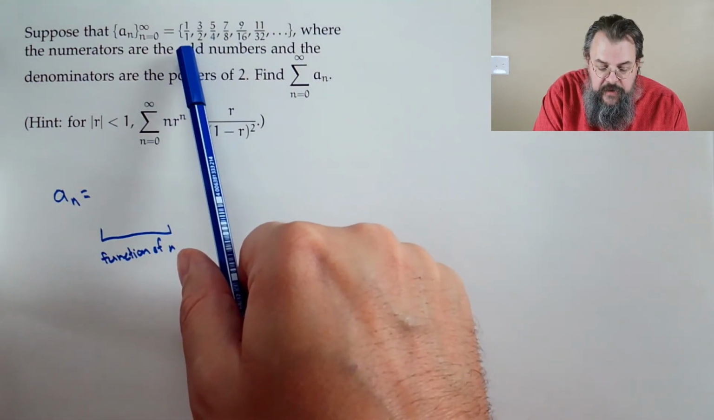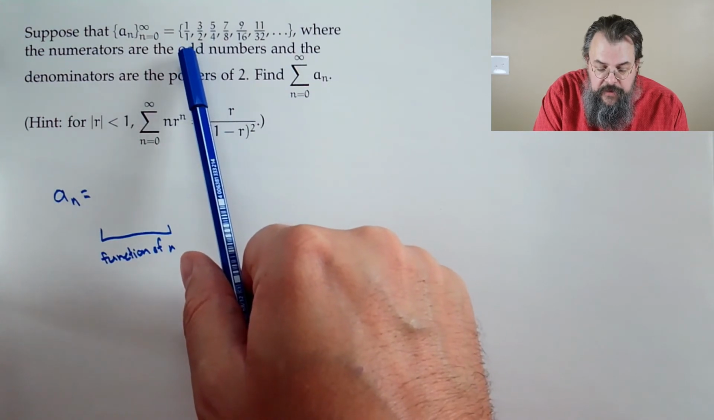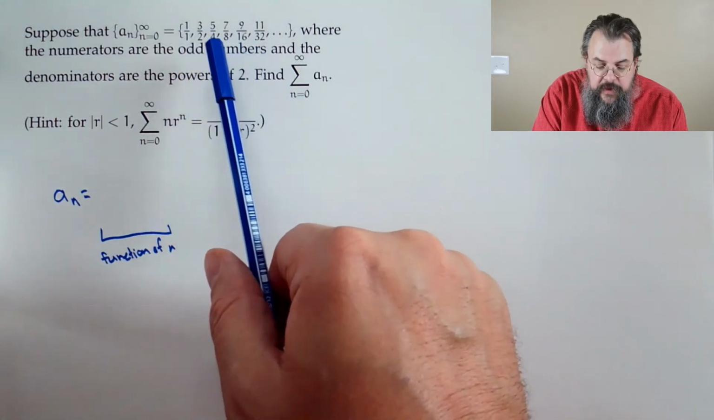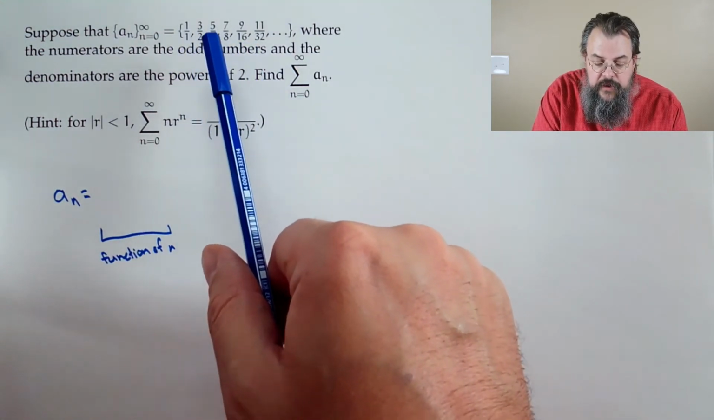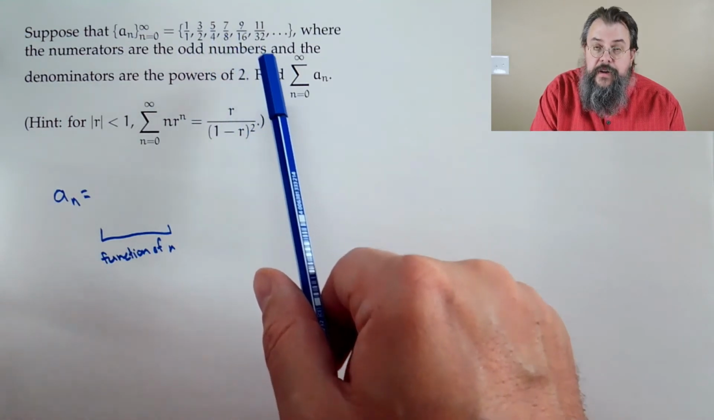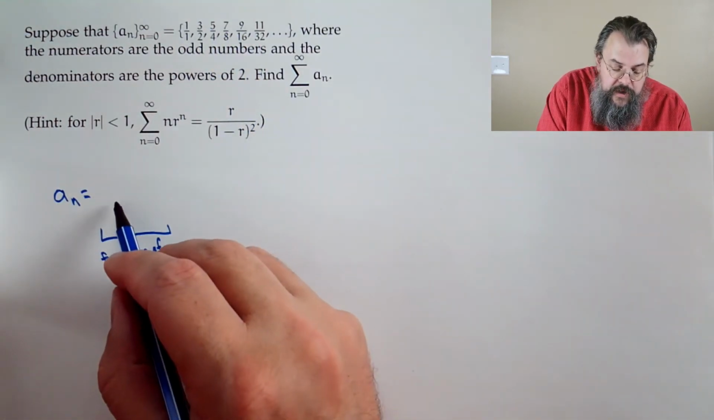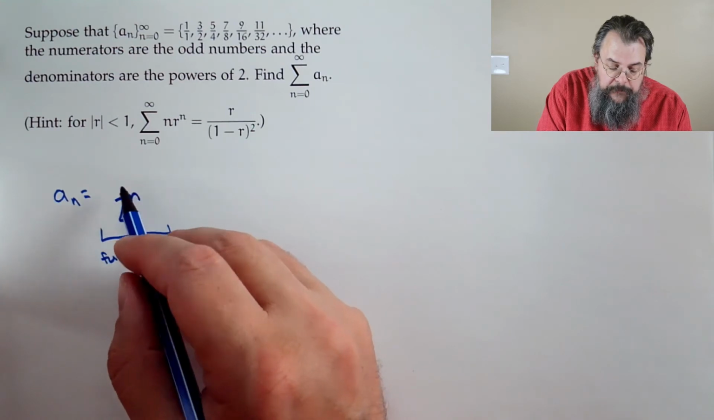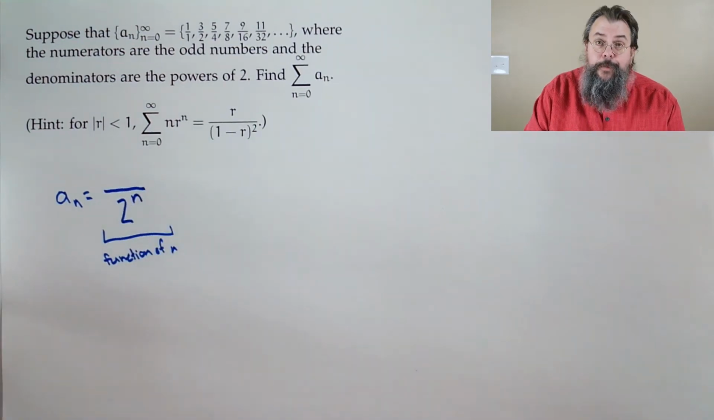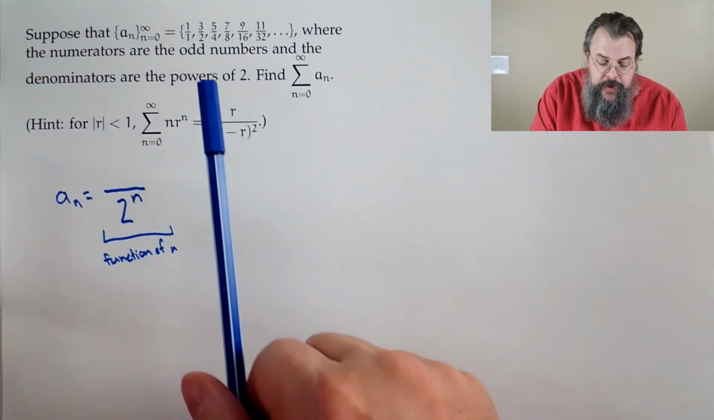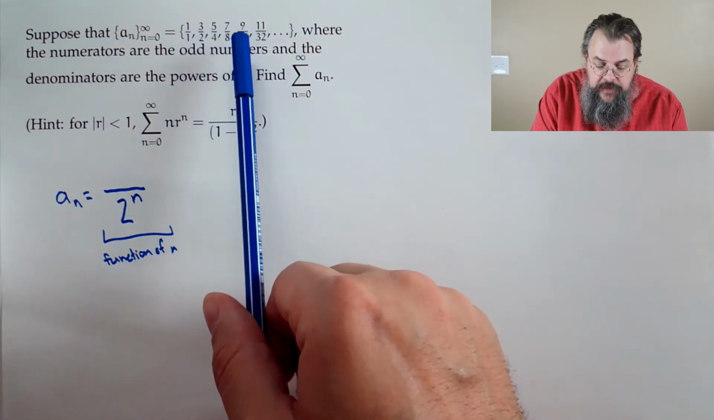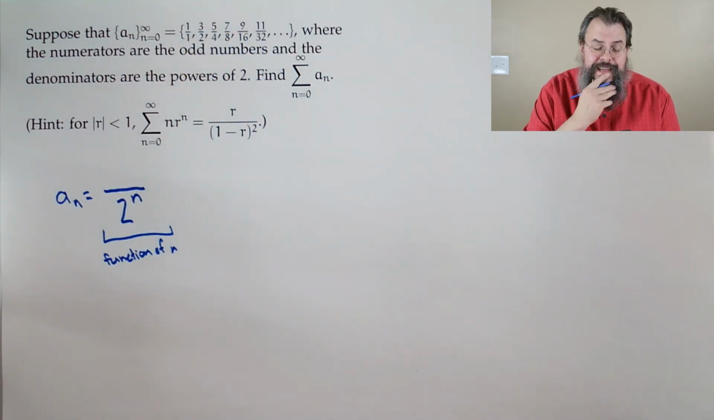So if we start here, this is the 0th term, n equals 0, n equals 1, n equals 2, and so forth and so on. So it's 2 to the 0, 2 to the 1, 2 to the 2, 2 to the 3, 2 to the 4. So our denominator is 2 to the n. What's our numerator? Well, 1, 3, 5, 7, 9. Okay, so how do we rewrite that?